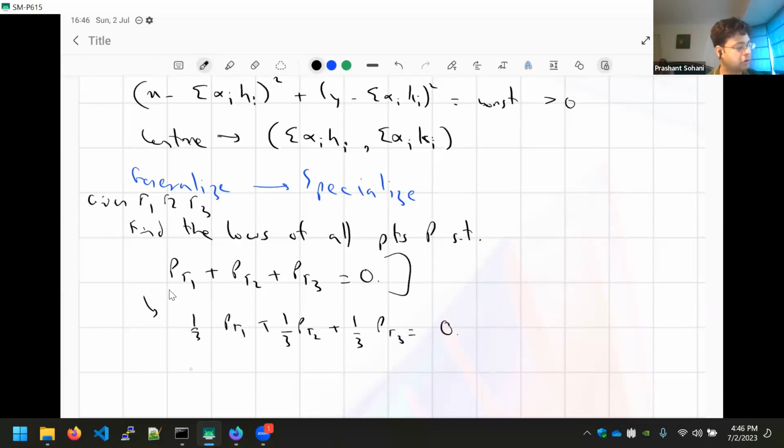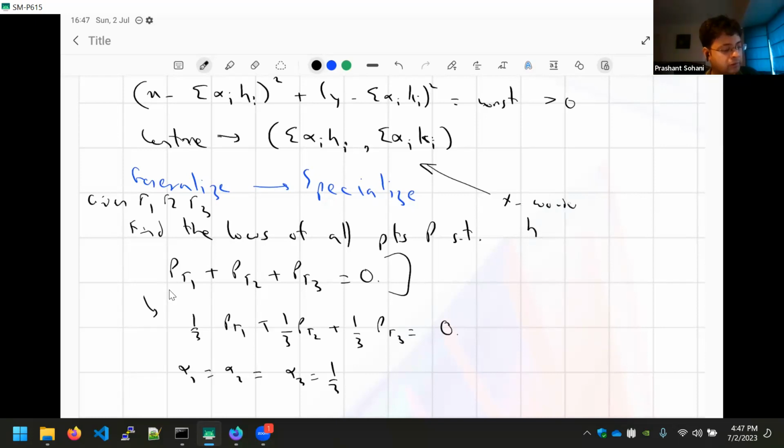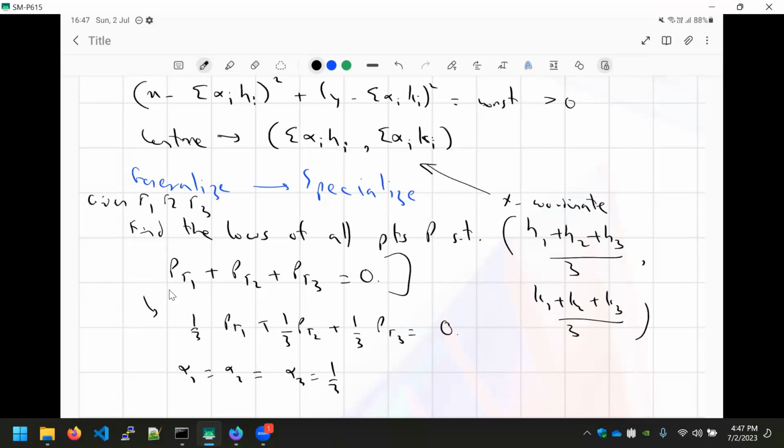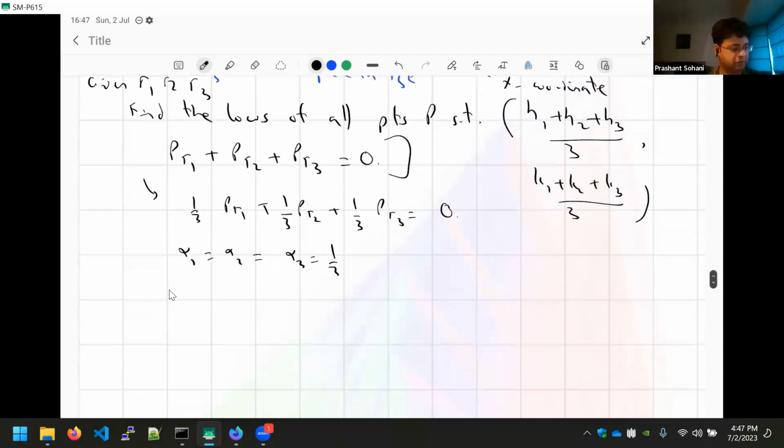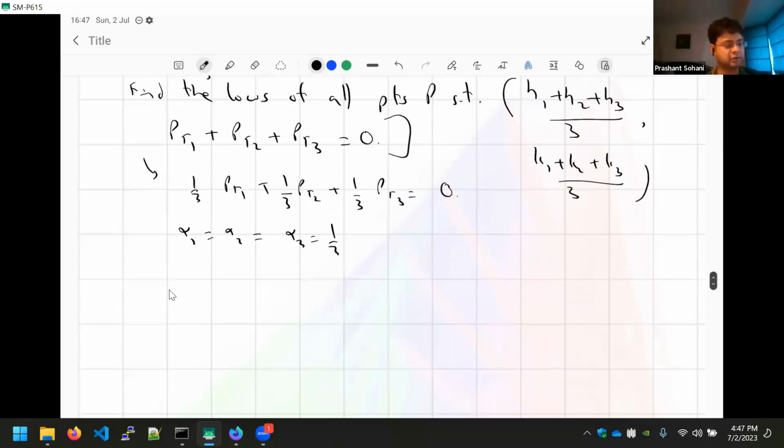So all the coordinates of that center, what do you think the coordinates look like? The x coordinate of that locus is going to be h1 plus h2 plus h3 by 3, and the y coordinate is going to be k1 plus k2 plus k3 by 3. So do you know what this point is? Centroid of the O1, O2, O3. Yes, correct.